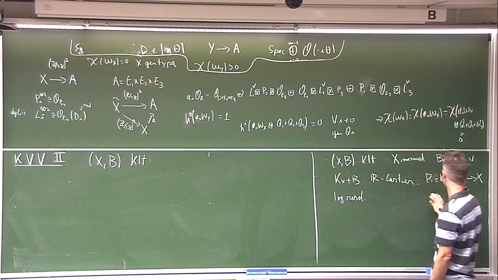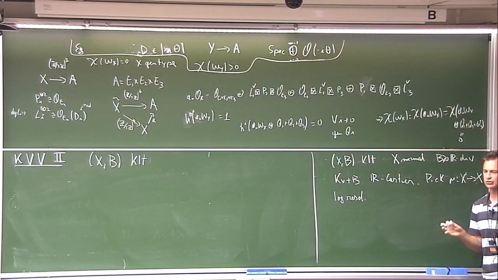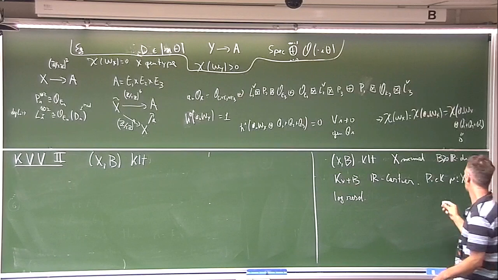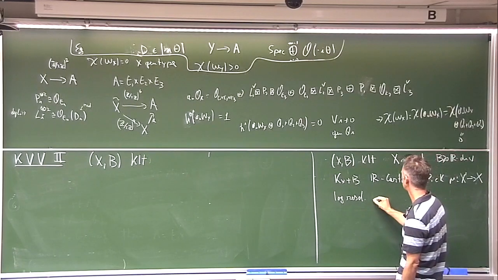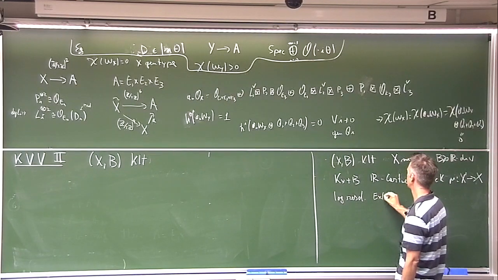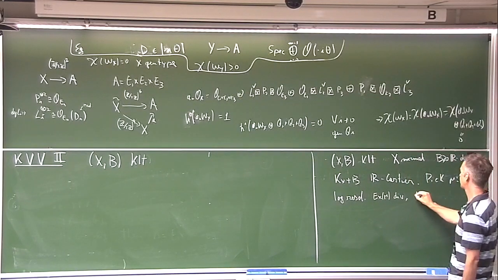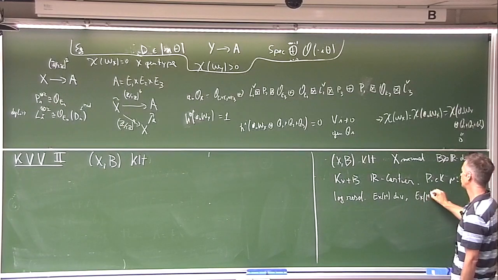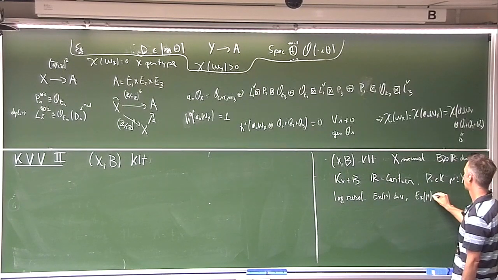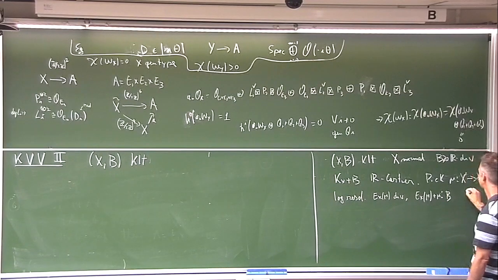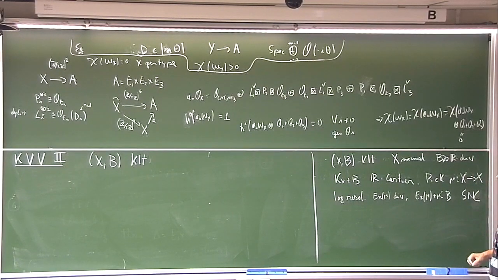So again, one needs to be slightly precise about what you mean about log resolutions. I want to assume that the exceptional locus of mu is a divisor, and I want to assume that when I look at the exceptional locus of mu and I take the strict transform of B, this has simple normal crossings. And of course, I want to assume that X prime is smooth. I'm not going to write that. If it's a resolution, X prime better be smooth.